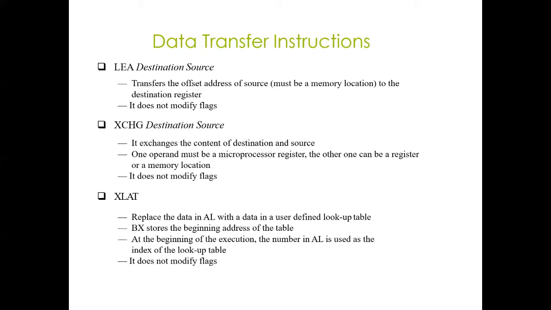Next is LEA. This instruction loads an offset address into the specified register. It can also determine the offset address of a variable memory location specified in the instruction to load it into the specified register. Next is XCHG. This instruction exchanges the contents of the 16-bit specified register with the contents of the AX register.